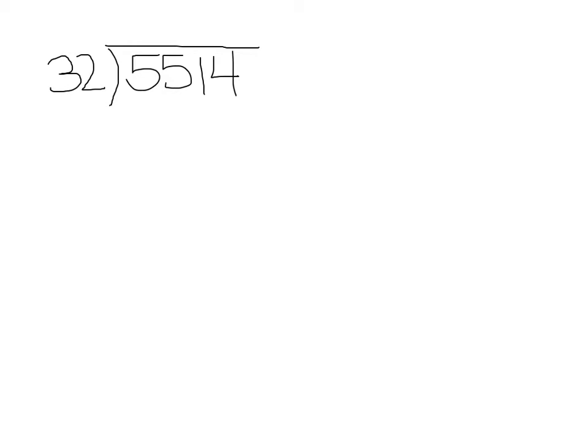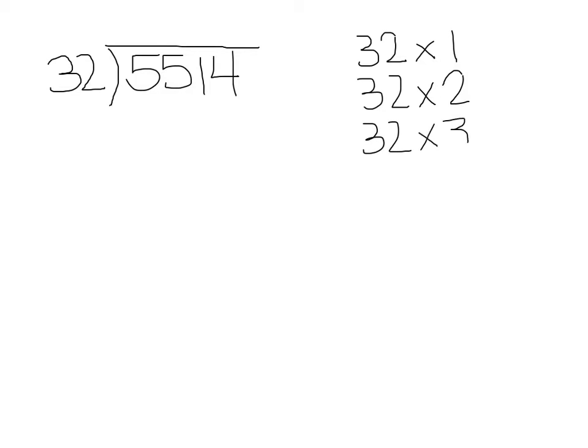is to write out all of the multiples of your divisor, which is 32. So for example, I'm going to list to the side 32 times 1, 32 times 2, 32 times 3, and so on. And I would keep going all the way up until 32 times 9. That's going to be the largest multiple that I need.